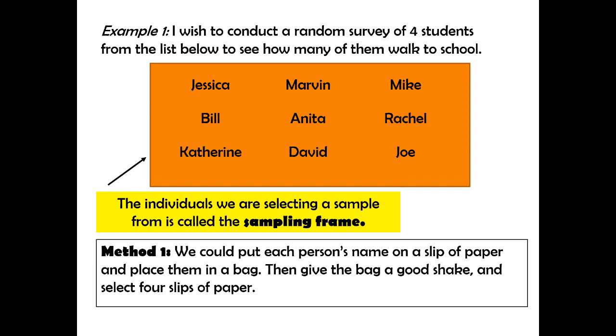Now, I would recommend writing equal size pieces of paper or slips of paper, but the AP exam doesn't generally mark that as wrong. What they will mark you as wrong as if you use the hat procedure is giving the bag a good shake. We need to make sure that we're shaking up or mixing up those names before we select. Otherwise, the names we put in last are more likely to be chosen.